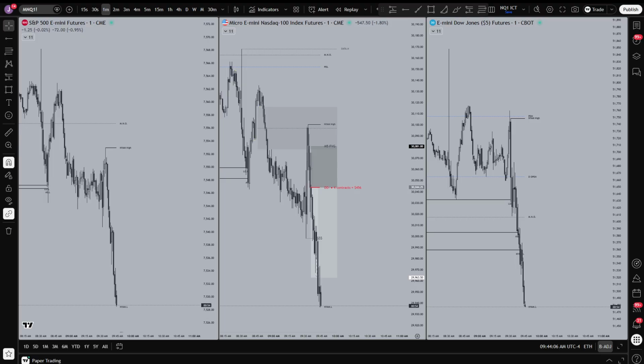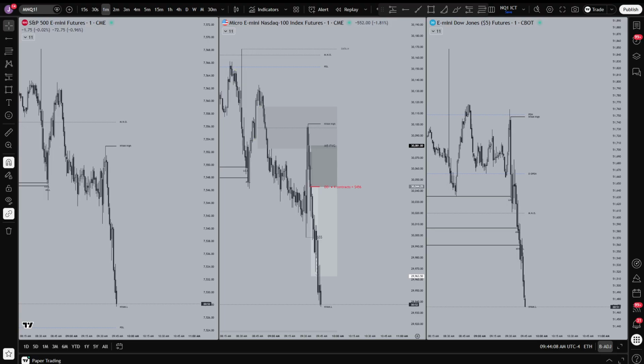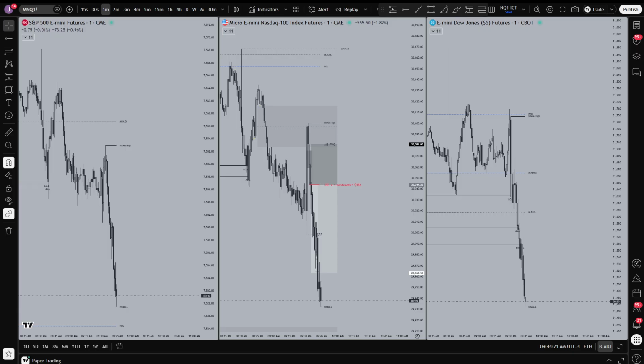Super clean. Looks like we're going to come down for these draws. Previous day low and the 920 draw on NQ here. Previous day low would break that SSMT as well. So looks like this will be a reverse TGIF.